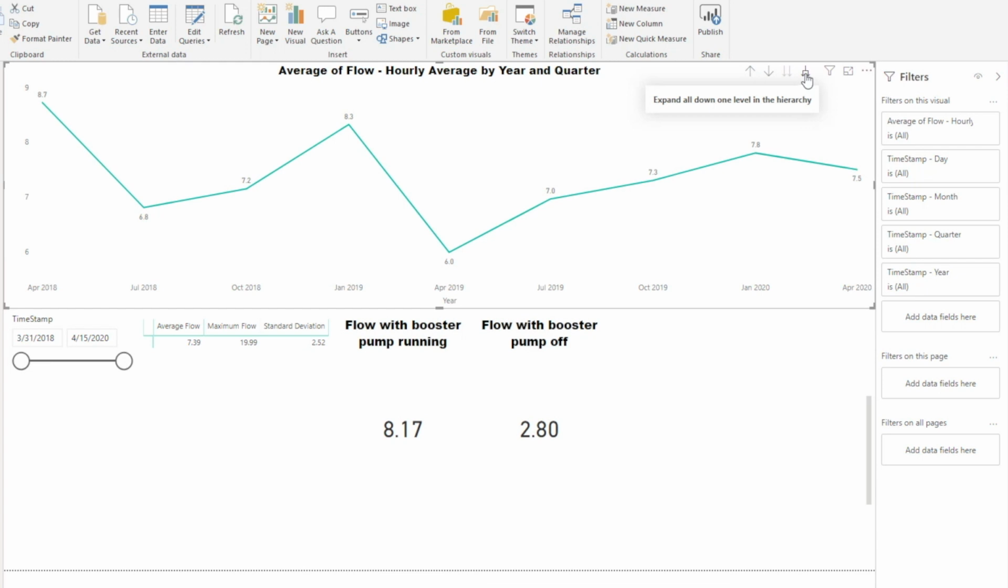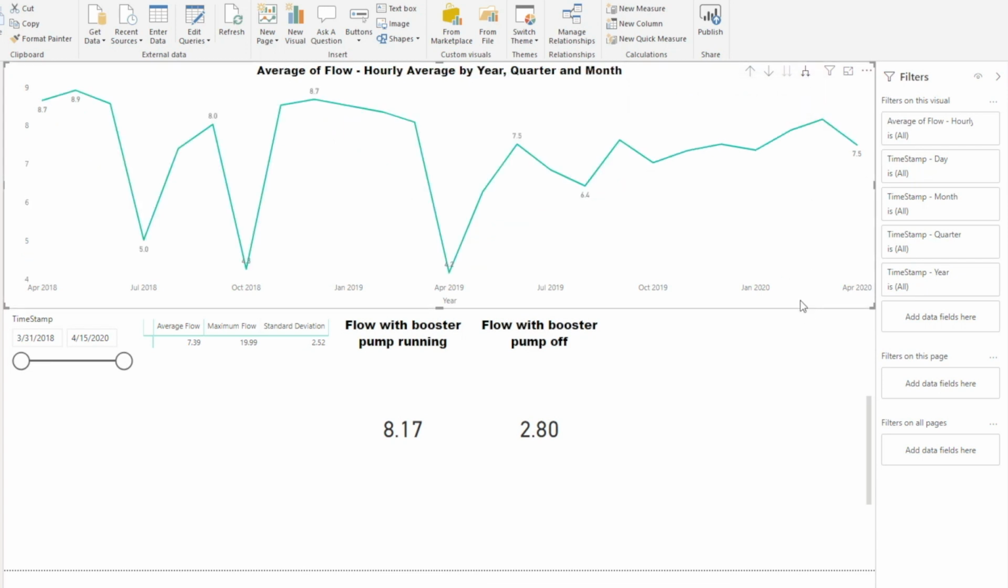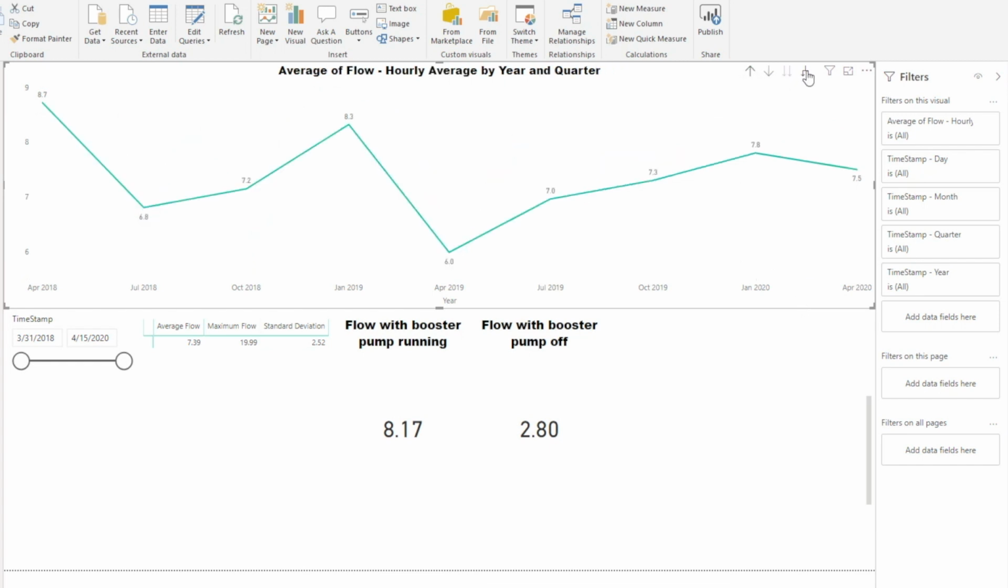Now it goes down by quarter, okay? And now if I click it again, it goes down to the month. So now I have a monthly average, right? So think about how I would do that in Excel. That was usually not a real easy trick. I mean, you could kind of do it with some pivot tables and pivot charts, but it wasn't that easy, right? And this just comes inherently once you drop the timestamp onto a line graph. This functionality just comes, right? And then I can drill back up as well.